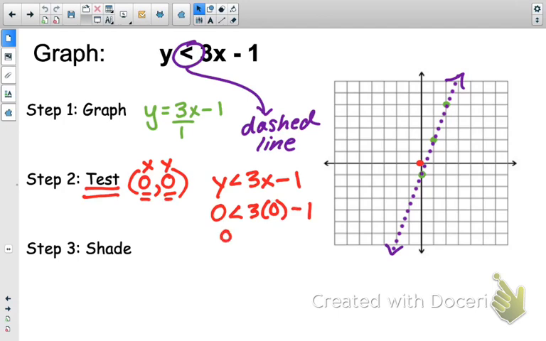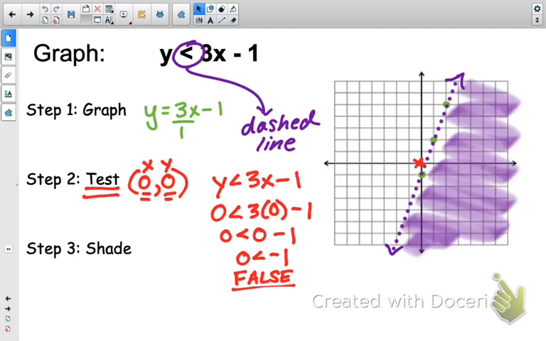Let's simplify each side, and we get 0 is less than -1. Now that is a false statement. So based on the slide above, we would need to shade the other side. So what I like to do is put a little X over it and say, hey, don't shade this side, shade the other side. And that's it. So it's just like graphing a line, but we have shading and you have to choose dotted versus solid. Let's do a few more.